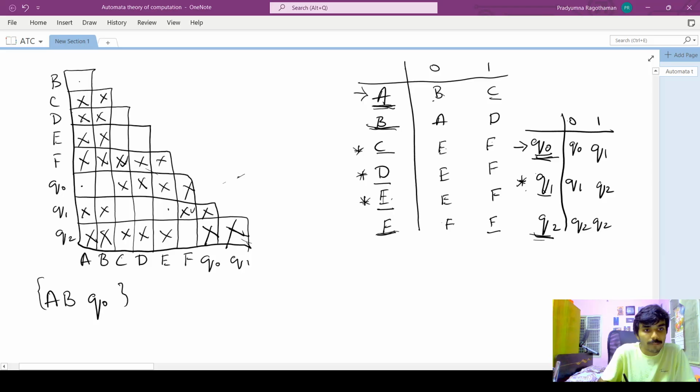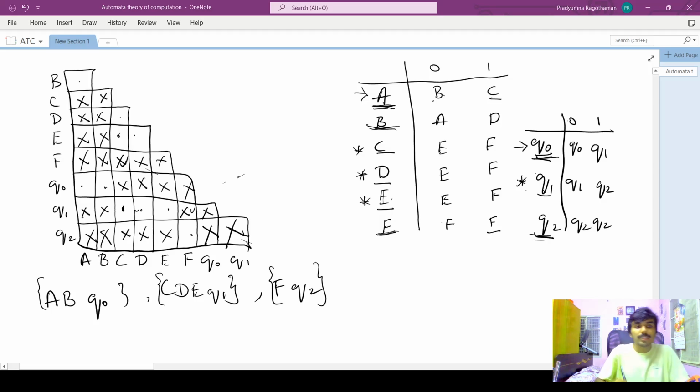And we have C and D as similar because of this cell. Because of this cell we can confirm that C and D are the same. E and C are also the same, and C and Q1 are also the same, so it joins the same group. And F and Q2 is the only cell which we have not seen; we have seen everything else. So F and Q2 are similar.